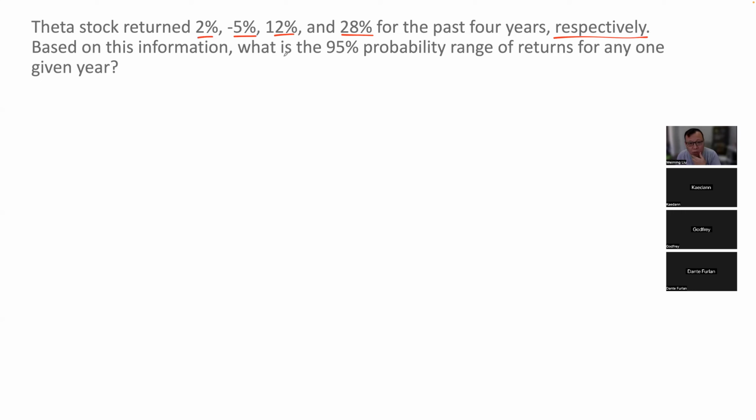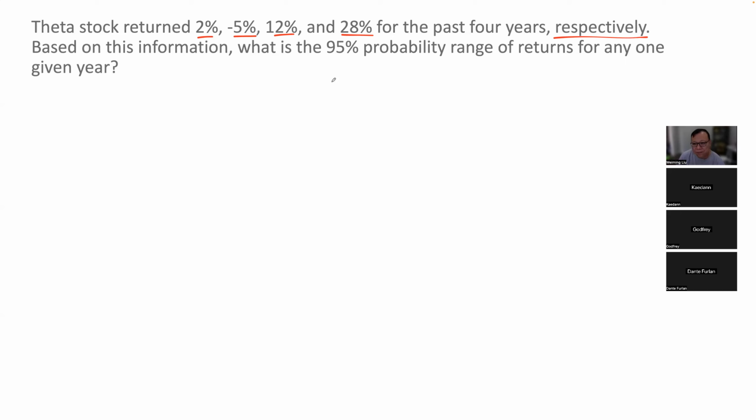Based on this information, what is the 95% probability range of return for any one given year? So we are talking about normal distribution, right? Have you guys learned about some business stats? Have you learned what is normal distribution? What is the mean? What is the standard deviation, those stuff? Do you know? Okay, Keaton said you have learned. What about you, Godfrey and Dante? Have you guys learned about this normal? Okay, good.